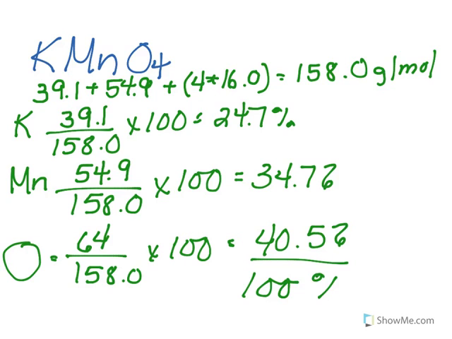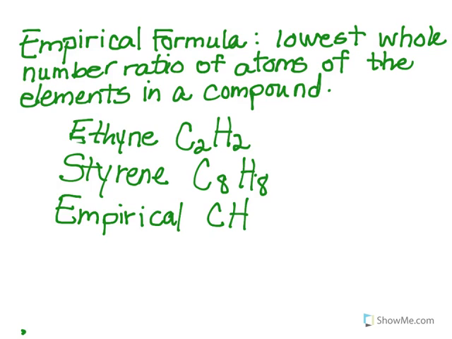We can do a quick double check here. Our totals of our percentages should be really close to 100%, give or take a few tenths due to rounding. Okay, that is how we find percent composition. Next up, empirical formula.